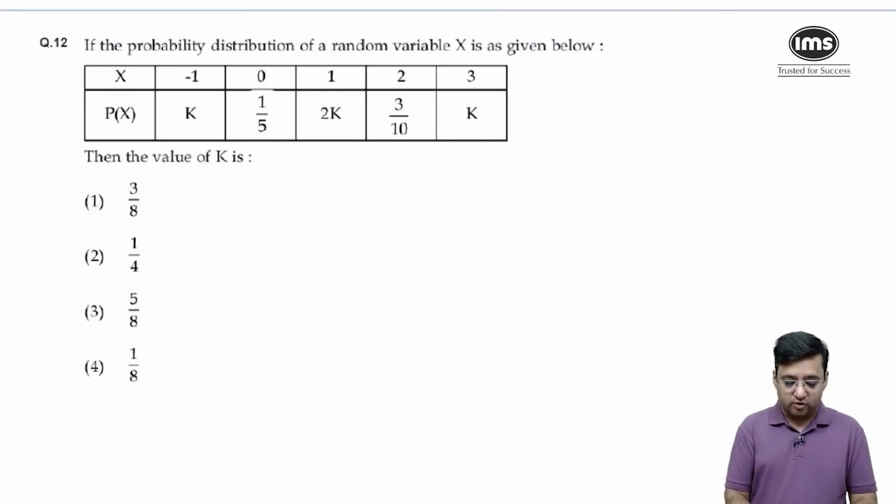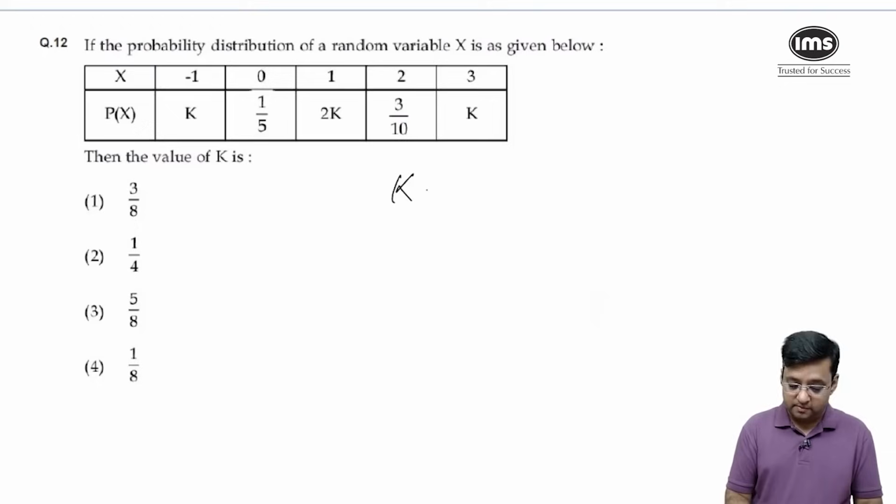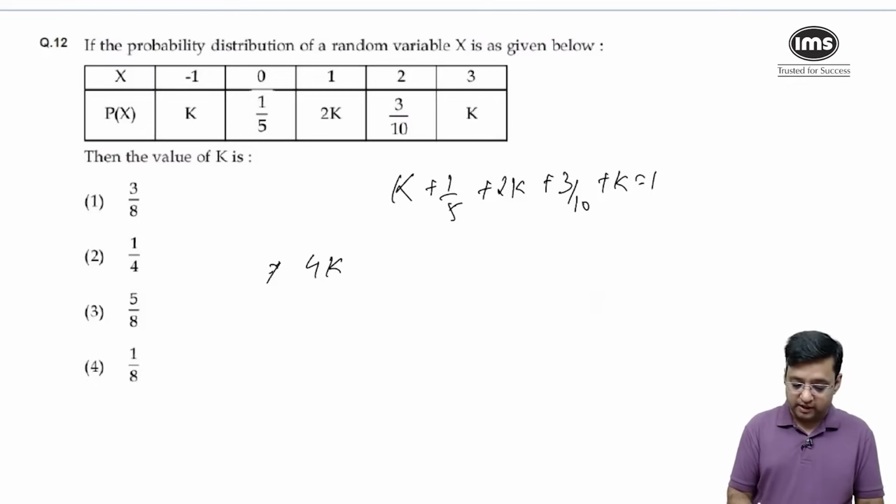When we add all this, what we will get? 1. So this will be k, this will be k plus 1 by 5 plus 2k plus 3 by 10 plus k equals to 1. This becomes 4k equals to 1 minus 1 by 5 minus 3 by 10.